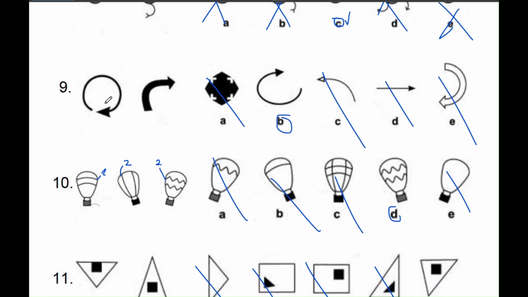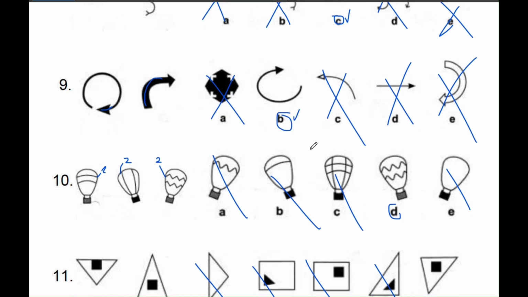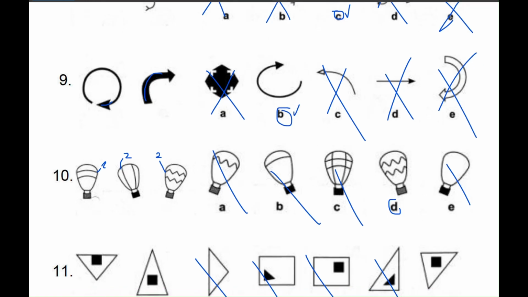Question 9. Rule: match the pictures that are black, curved arc arrows. Eliminate A, not an arrow at all. C, arrow is white or gray, not black. D, straight arrow, not curved. E, white curved arrow. Answer B, a black curved arrow, just like the 2 examples.